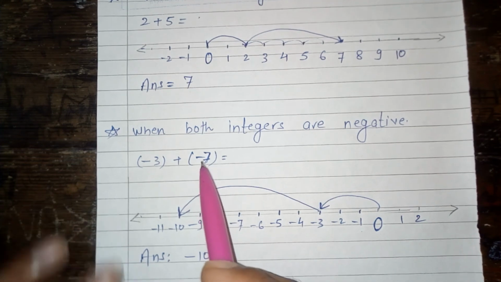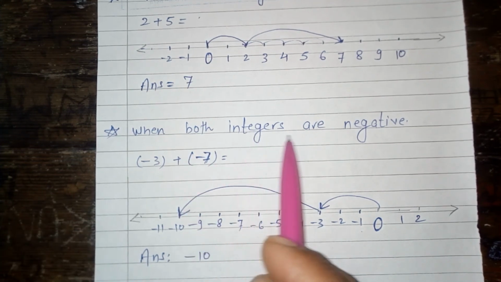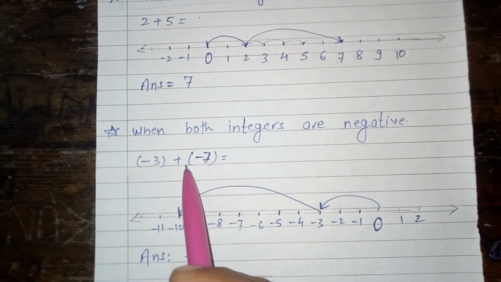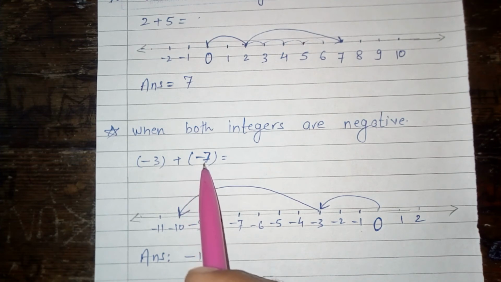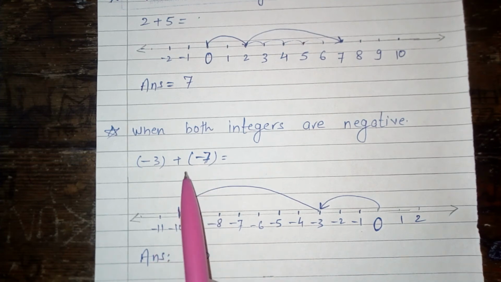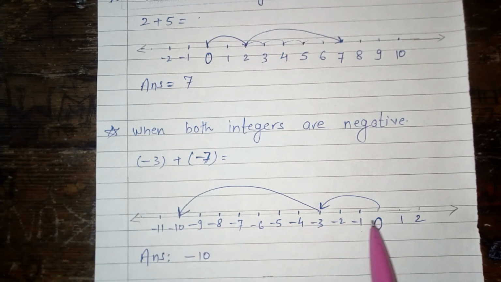I have one more basic point. Suppose both integers are negative. So according to the question, first you make one number line. Okay, after making the number line we will mark at equal distance. Then after that we will apply the procedure.